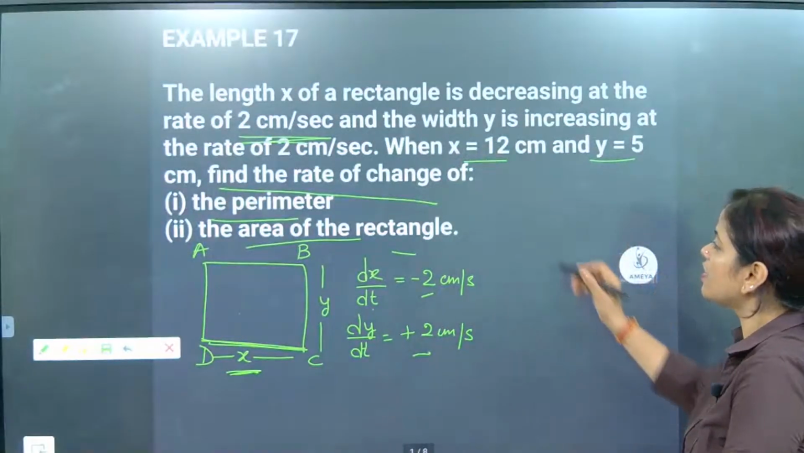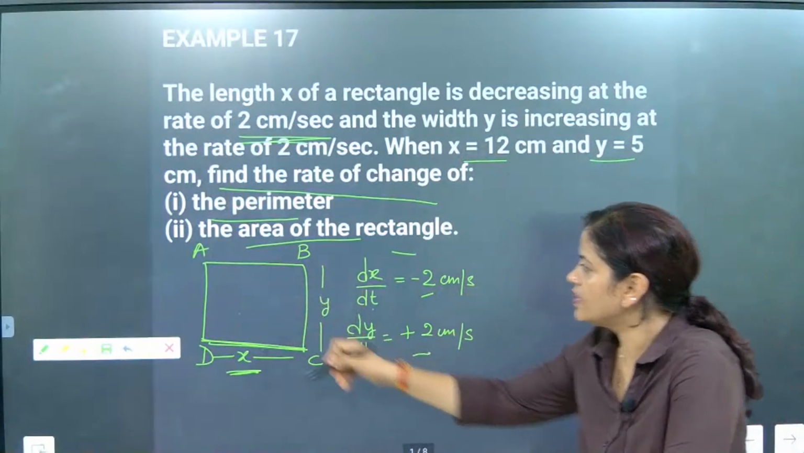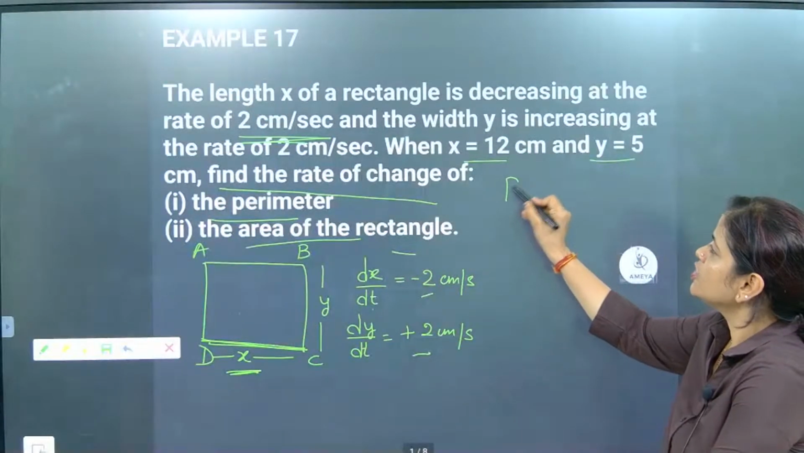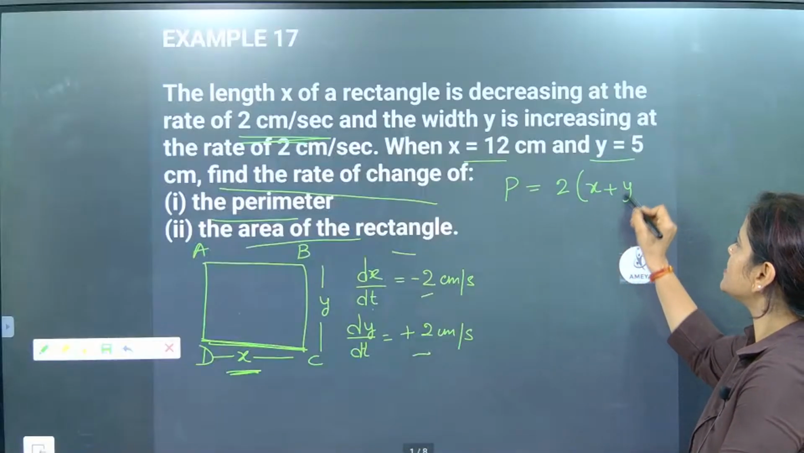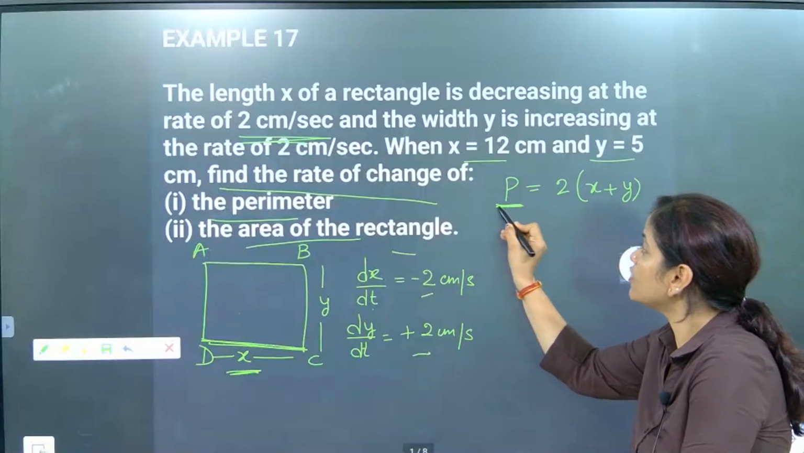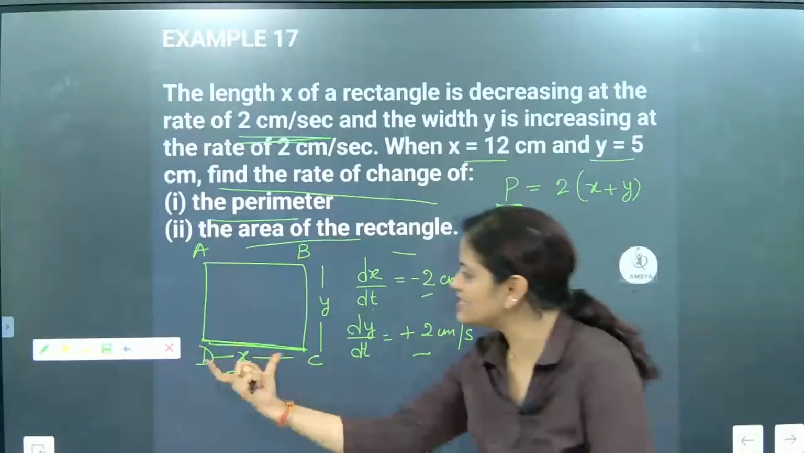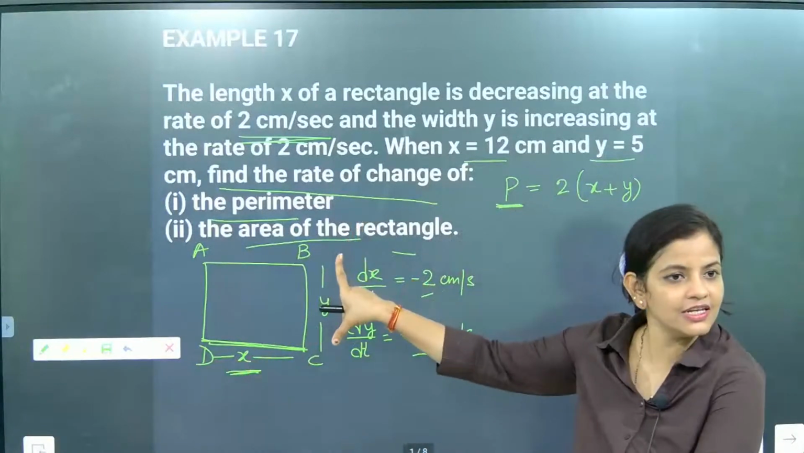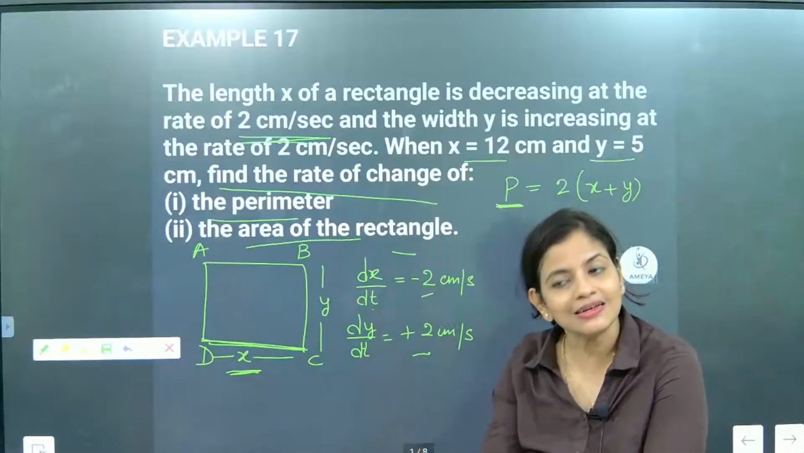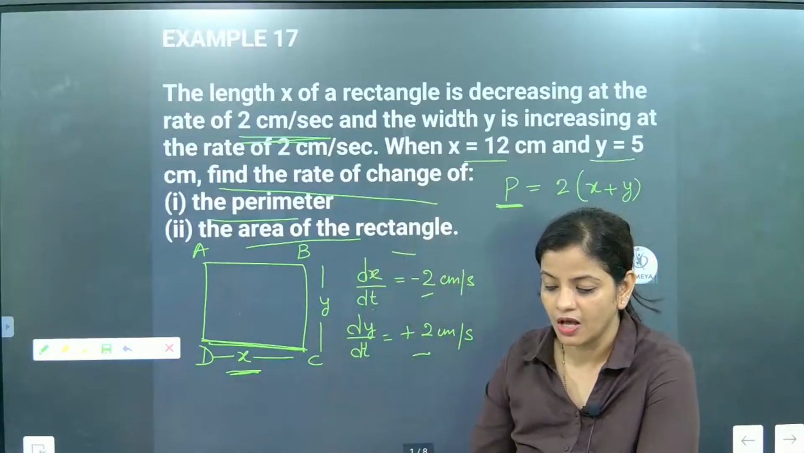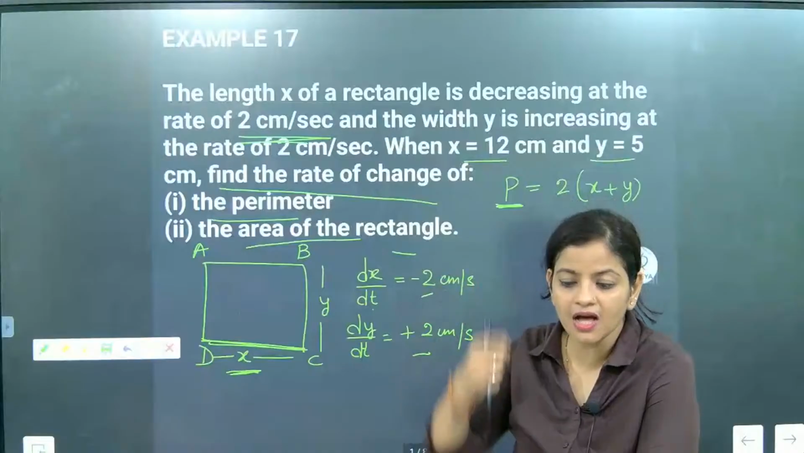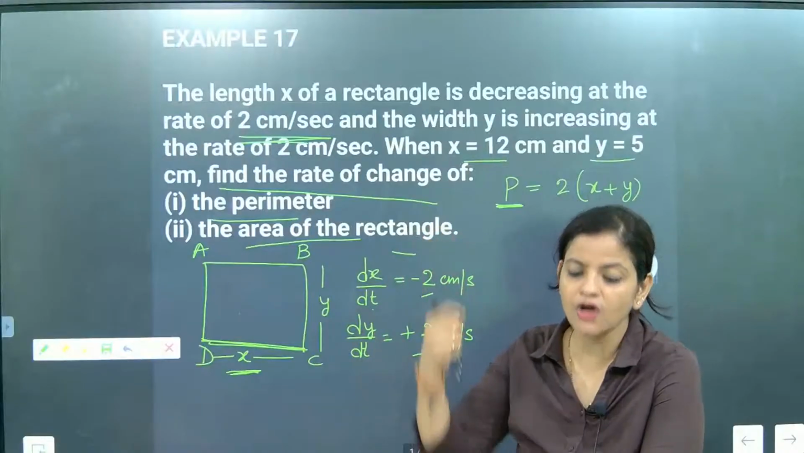Now we will start our work. First we will find the perimeter. The perimeter formula is 2x plus y. Now we have to find the rate of change of perimeter. When length is increasing and width is decreasing, what will be the impact on the perimeter? What will be the rate of change of perimeter?